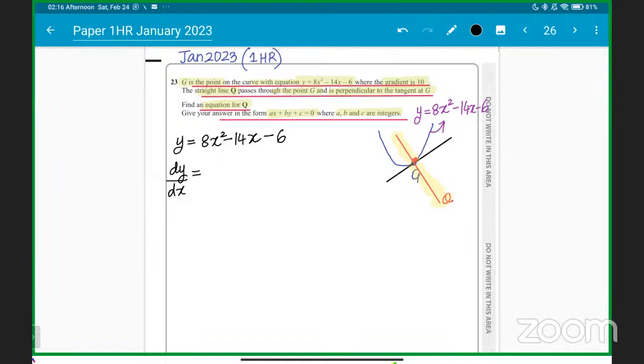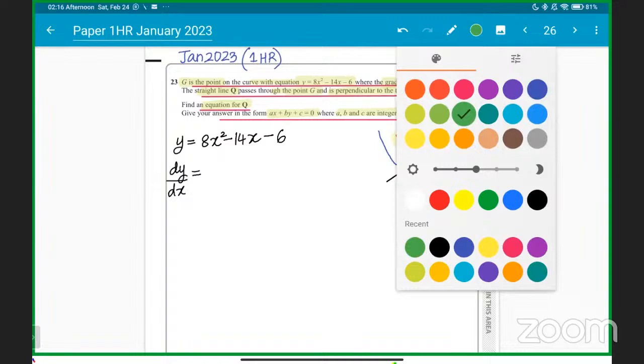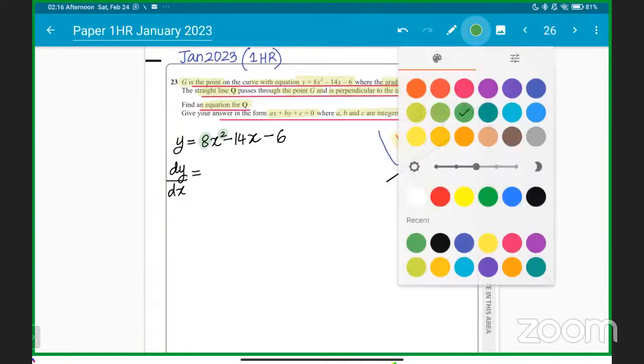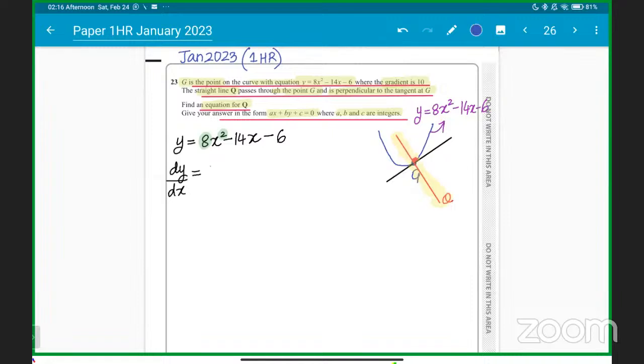Guys, getting it? So here we go. How do you differentiate? You must know this. The power multiplies with the coefficient, and then you subtract 1 from the power. It's a two-step process. So 8 twos are 16, and subtract 1 from the power, so 2 minus 1 becomes 1. Understood? Everyone knows how to do differentiation, right? Yes, sir. The power multiplies with the coefficient and subtract 1 from the power.